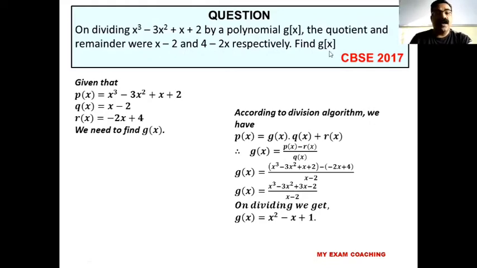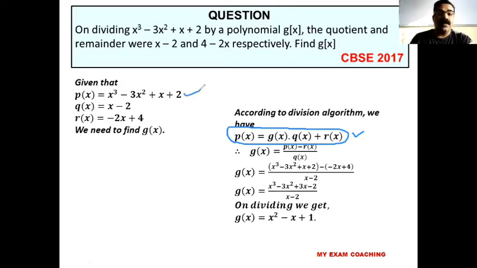Find g(x). So we have the division algorithm. What is the division algorithm? The division algorithm says p(x) is equal to g(x) into q(x) plus r(x). Very, very important in polynomial division algorithm. p(x) is divided by g(x), and we get the quotient q(x) and the remainder r(x). So we can put the division algorithm as p(x) is equal to g(x) into q(x) plus r(x). Very important. Here p(x) is given to you, q(x) is also given, and r(x) is also given. g(x) is what we need to find out.